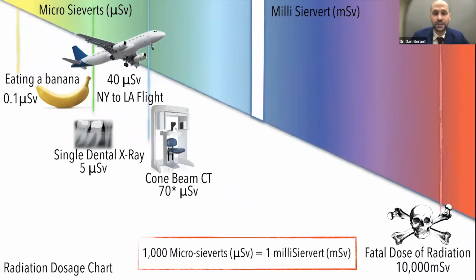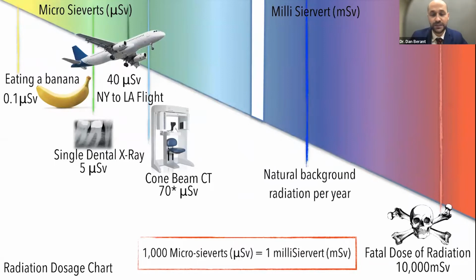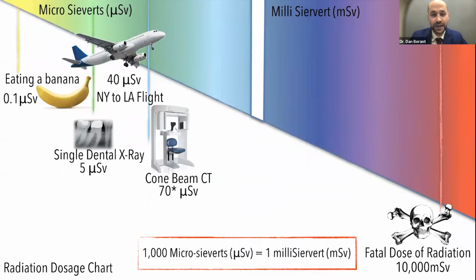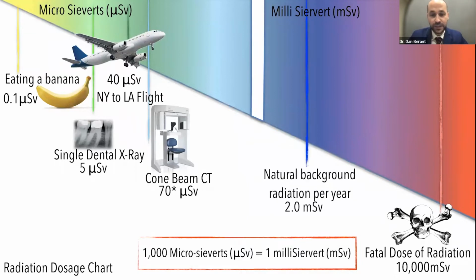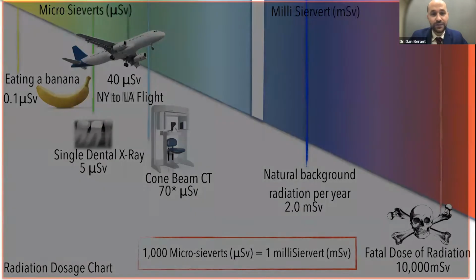And so to get an idea of how much radiation we're exposed to on a yearly basis, the natural background radiation per year is around 2 millisieverts. Okay.